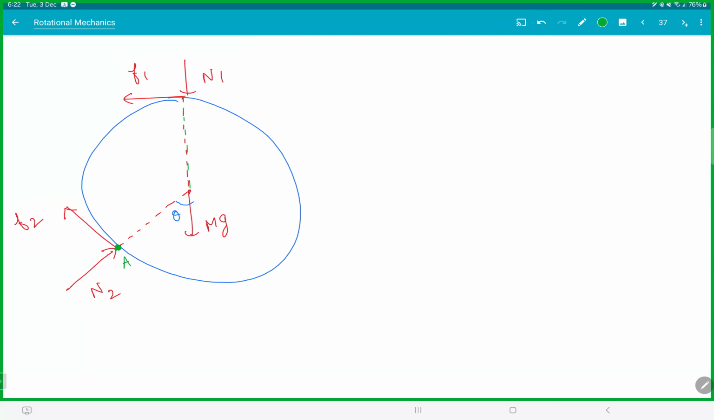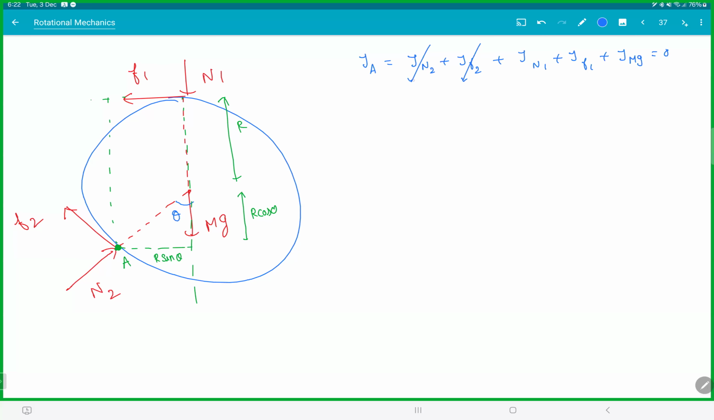So from here to here, if you drop the perpendicular distance, this will be r sine theta. This distance will be r cos theta. This distance is r. So basically that's your perpendicular distance to F1. So I'll take torque about point A. You can take about center of mass, nothing wrong. We'll get torque due to N2, torque due to F2. I'll take center of mass also, I'll show you that also. That gives you something else. Torque due to N1, torque due to F1, torque due to mg is 0. N2 goes off, F2 goes off. So I'm more interested in that.